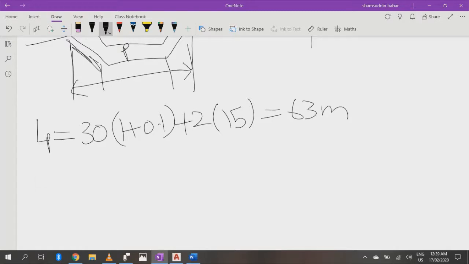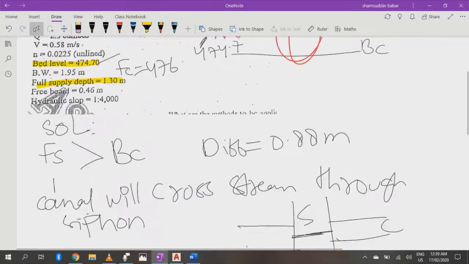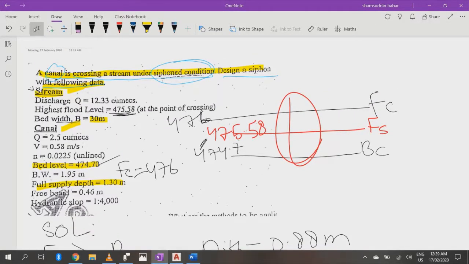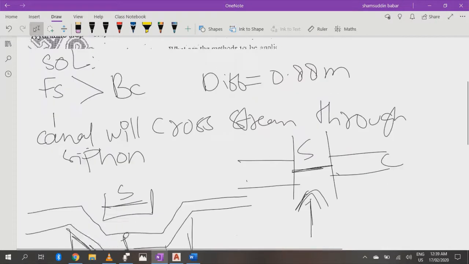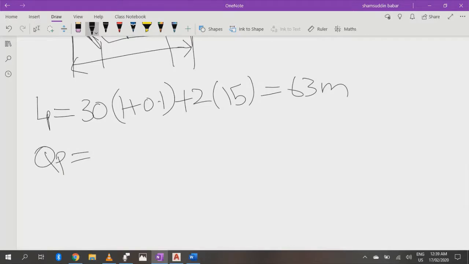For discharge of siphon, I knew that the discharge of canal is 2.5. So 2.5 into 1.1, 10% more, as we are designing for worst conditions, so it will be 2.75 cubic meter per second.